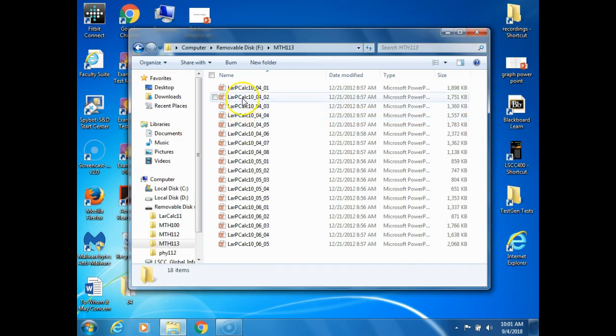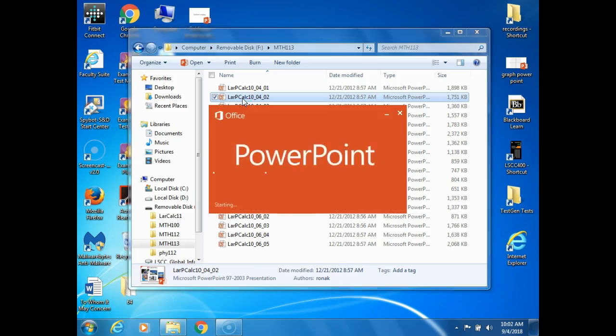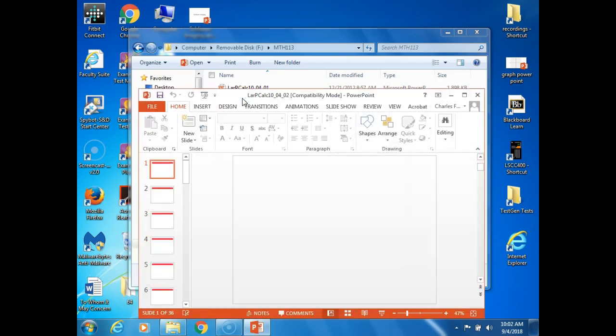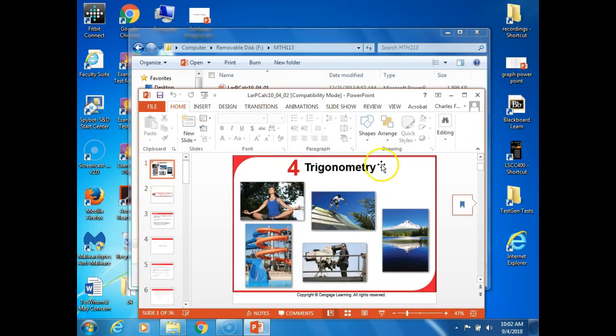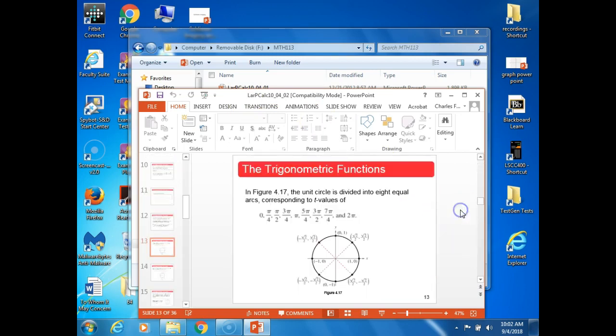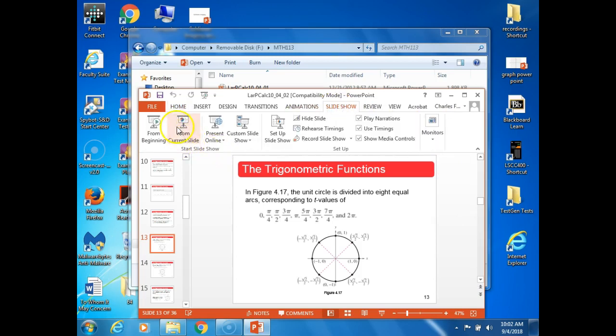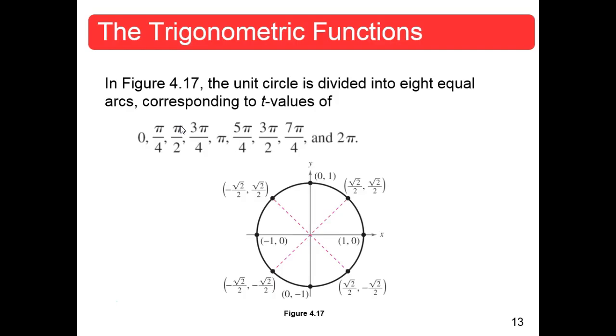We're in 4.2. This is what I did. Okay. All right. Yep, that's where we are. So let's go from current slide. And we're recording, so let's start from there.